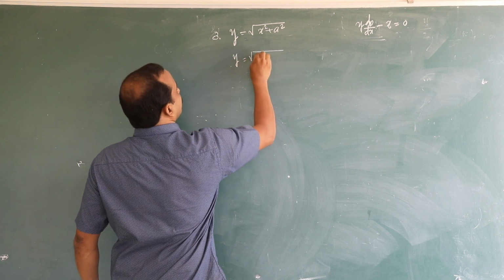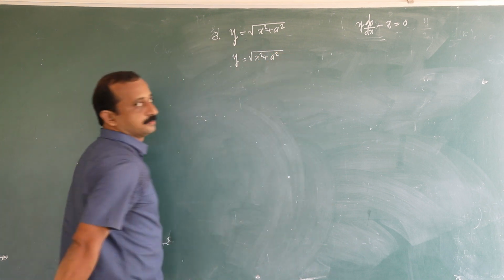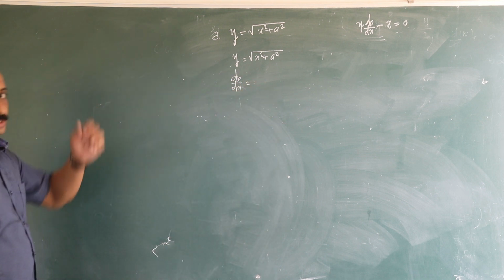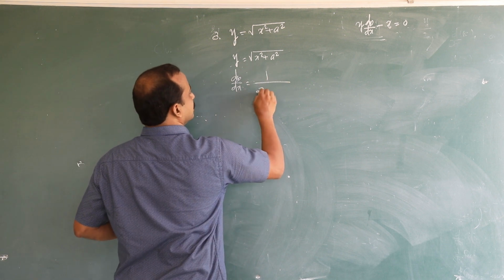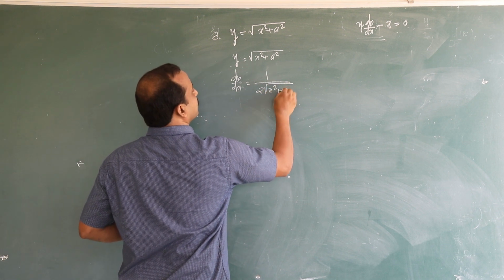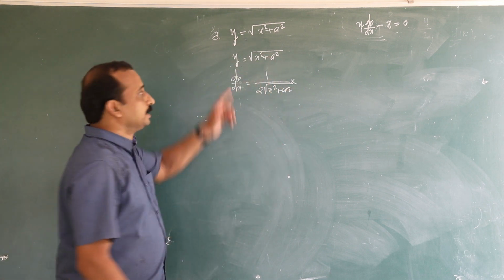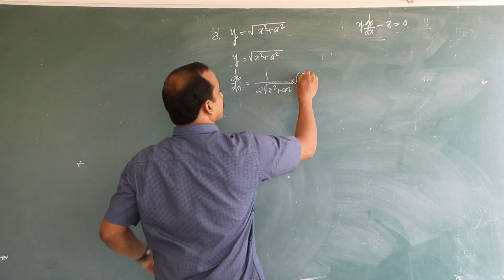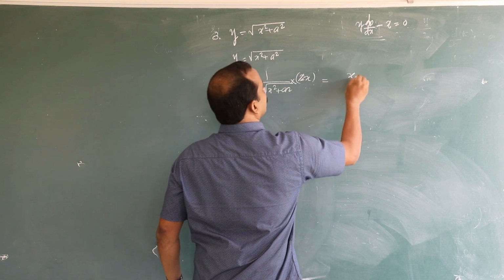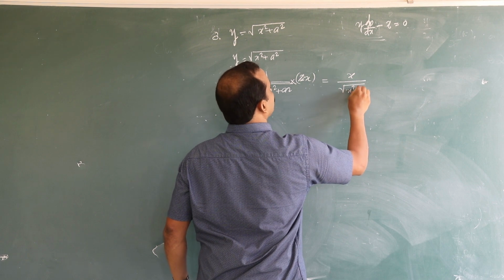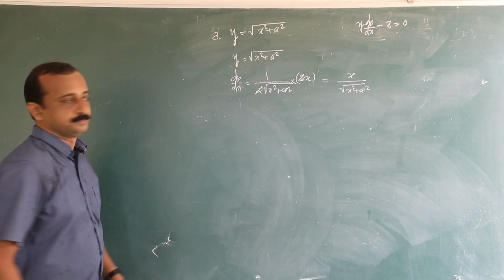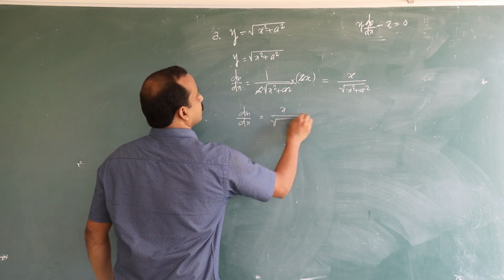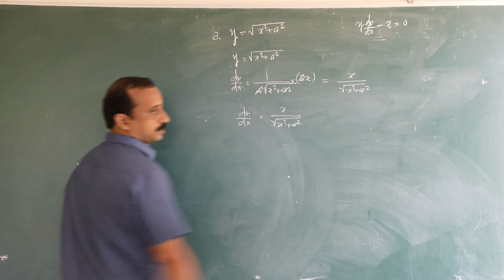Y equal to root of x square plus a square. Therefore, dy by dx equal to, the derivative of root is 1 by 2 root of x square plus a square into the derivative of x square, which is 2x, plus the derivative of a square, which is 0. Here 2 cancels, and we get dy by dx is equal to x divided by square root of x square plus a square.